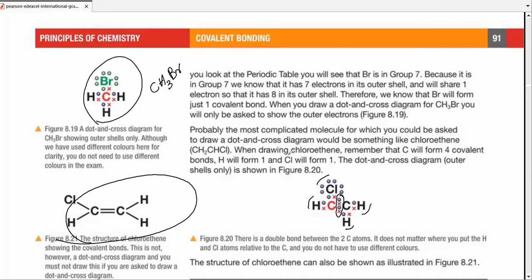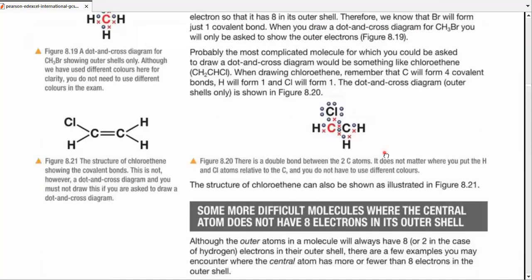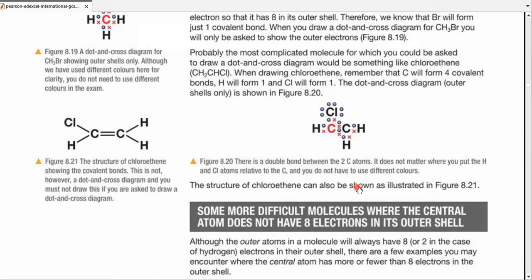So dot and cross diagrams are somewhat easy if you're only working with the outermost shells. The structure of chloroethene probably is the most difficult one. However, any kind of structure can be worked out if you know how to balance the octets or duplets for specific elements, and you know how many bonds it's going to form to get stabilized by completing the octet or duplet. So if you remember, carbon 4 bonds, nitrogen 3 bonds, oxygen 2 bonds, hydrogen and halogens 1 bond each, it would be easier for you to form any kind of structure in a similar way.